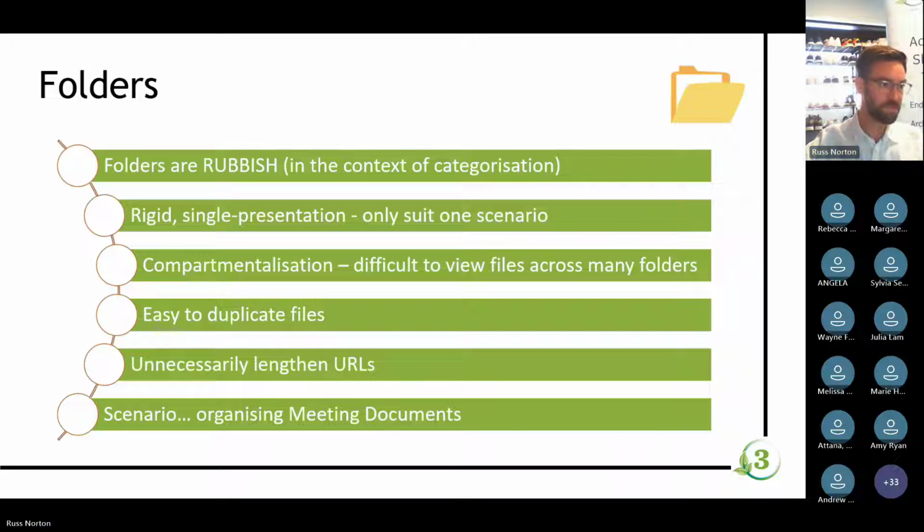The other issue we have with folders is that it unnecessarily lengthens the URL. So the character limit of a URL within SharePoint, as far as hyperlinks go, used to be 255 characters. It has now gone up to 400 characters. Now you may be thinking that's plenty. When would we ever exceed that 400 character limit?